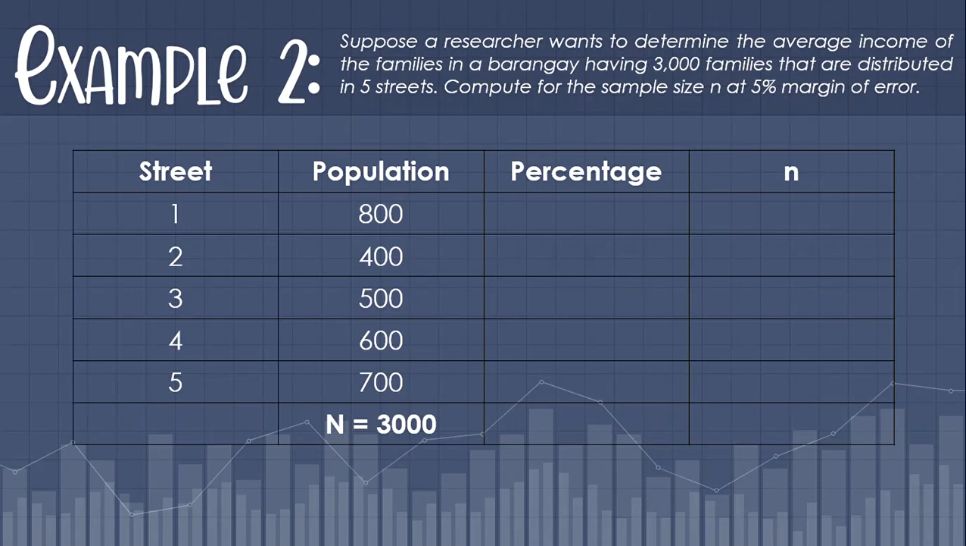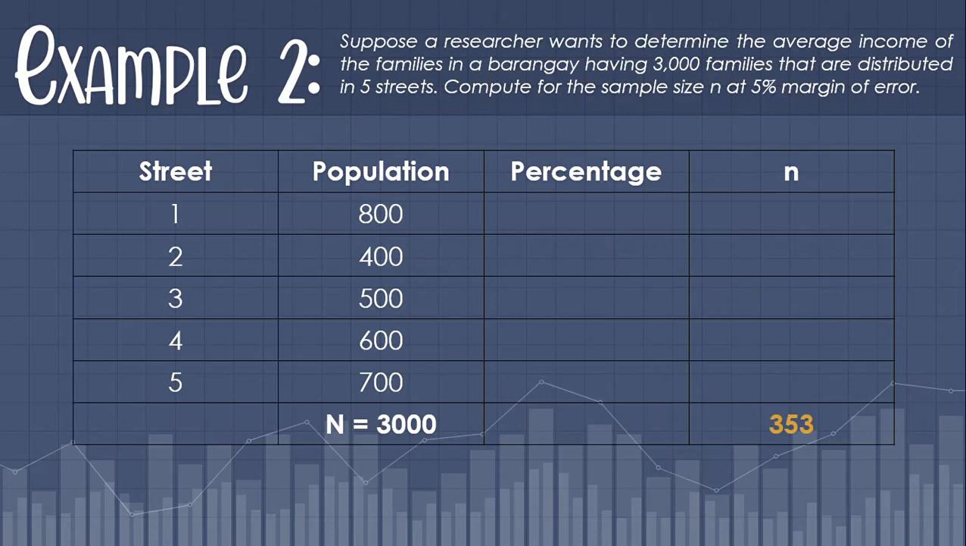Now how can we divide 353, which is the total sample size, into 5 streets, again with respect to their population? Now as you can see in our table, we have to get the percentage first. Now how are we going to do that? Again, we have to get the percentage so we can determine the sample size for each street with respect to its population. Now, how can we get the percentage?